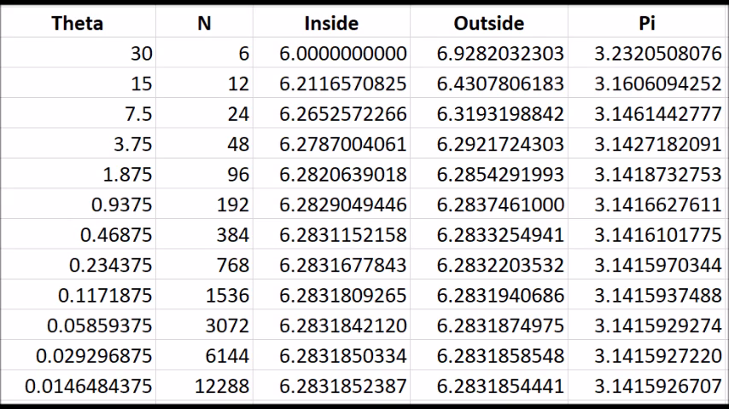As we go down, those values for inside perimeter and outside perimeter get closer and closer to each other. We know the value of 2 pi must be squeezed between them. Thus we are converging on an answer.